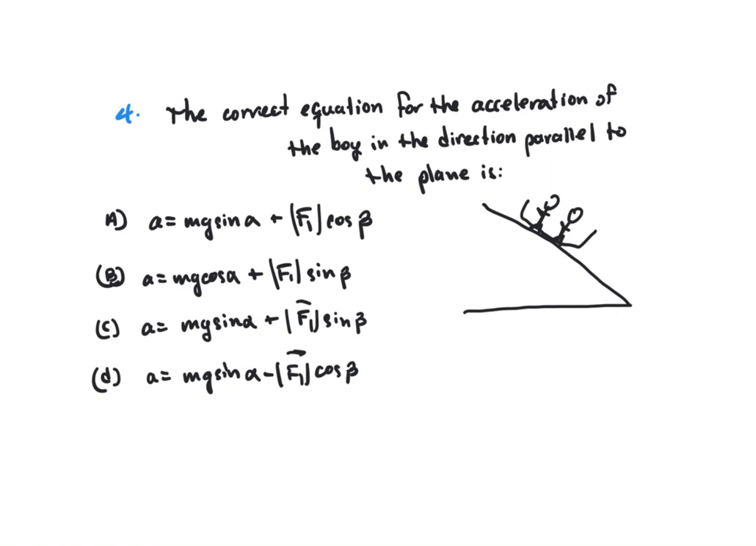Alright, so question 4 says the correct equation for the acceleration of the boy in the direction parallel to the plane is. Alright, so if we draw a body diagram, we know that weight is going down. Then we have the normal force perpendicular to the plane. You know, we have mg cosine theta.